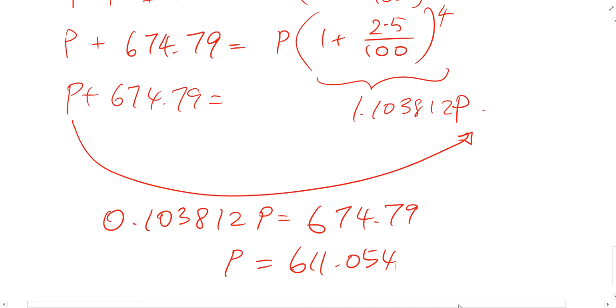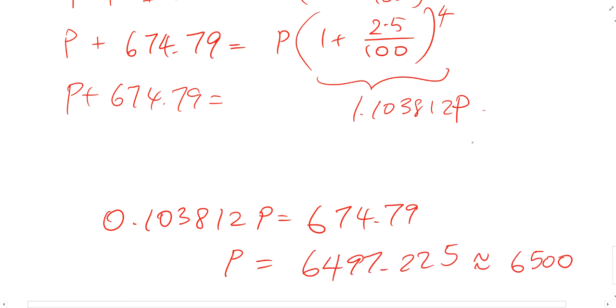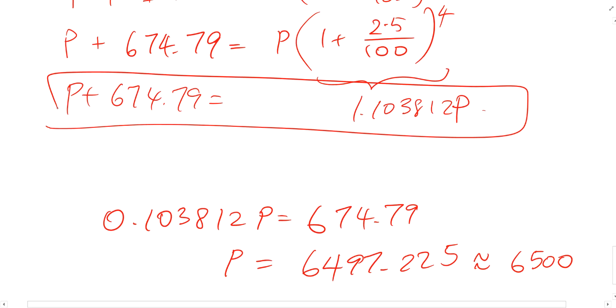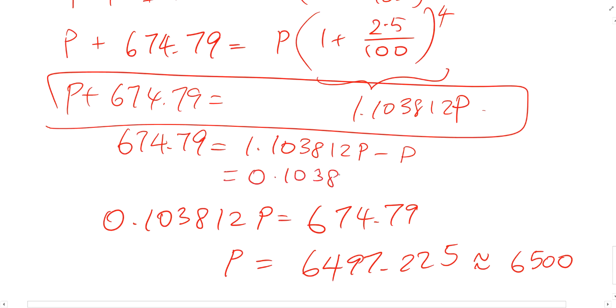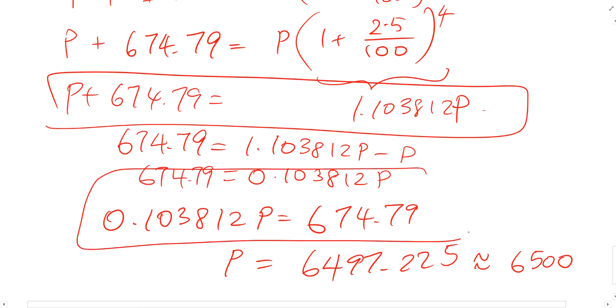Where's my mistake? It's 674.79 plus P. Okay, first, do you agree with this step? Yes. All agree? Yes. Then what I did was 674.79 equals 1.103812P minus P, which is 0.103812P, which is 674.79. Get it? And then these two are the same, just left and right only.